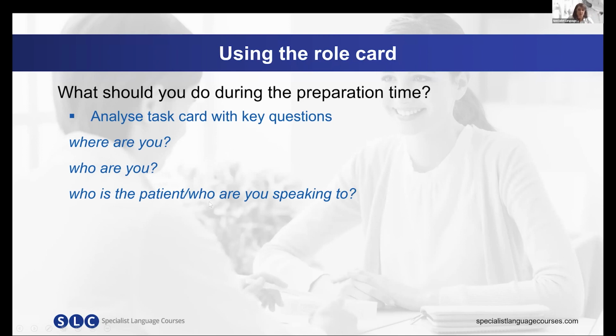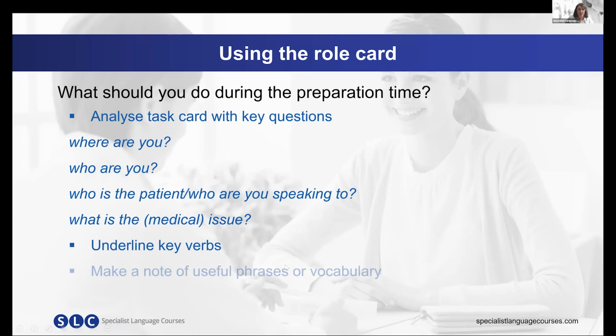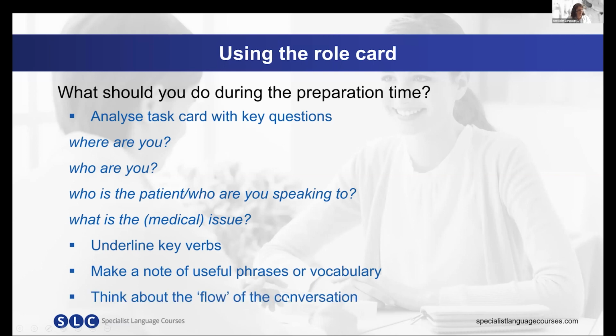So it's important to make sure you notice who the patient is and who you're speaking to, because they may not always be the same person. And what is the issue, or what is the main medical issue? Ask yourself these key questions, then underline the key verbs, make a note of useful phrases, and as we mentioned, think about the flow of the conversation.